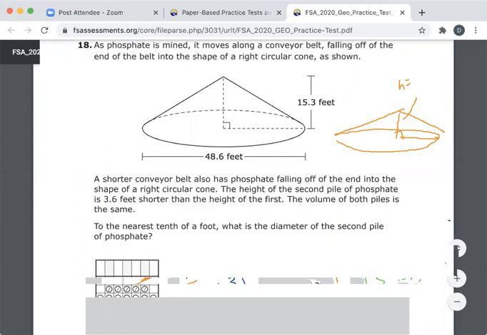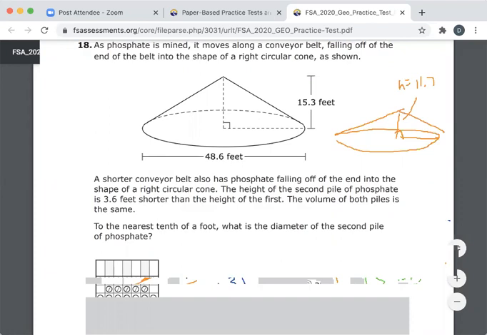So this is part of the test that I can use a calculator on, and I'm going to take advantage of that. 15.3 minus 3.6. When you're taking the test, usually they'll have an on-screen calculator that you can use, like a TI-83 or TI-84. So the height of this one is 11.7. I'm going to double check that because I make mistakes a lot. 3.6. Yes, so the height is 11.7.